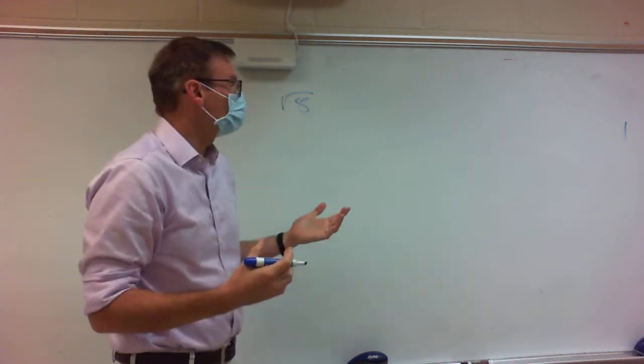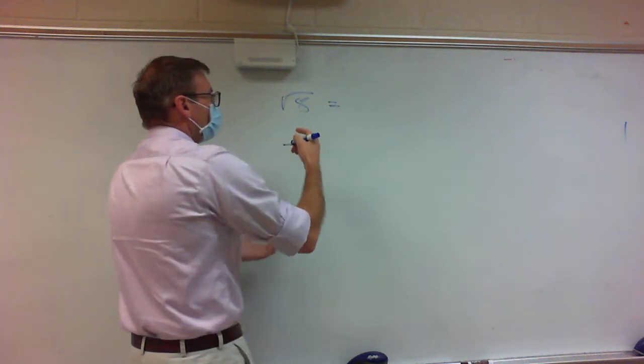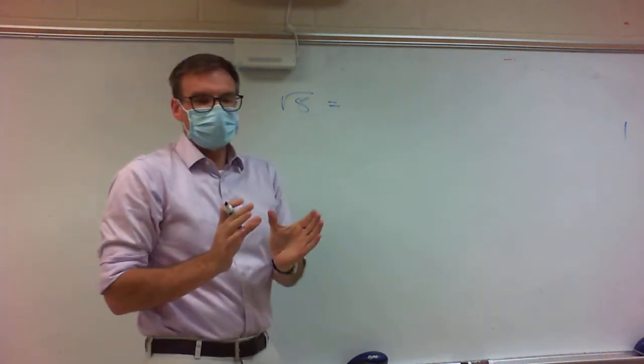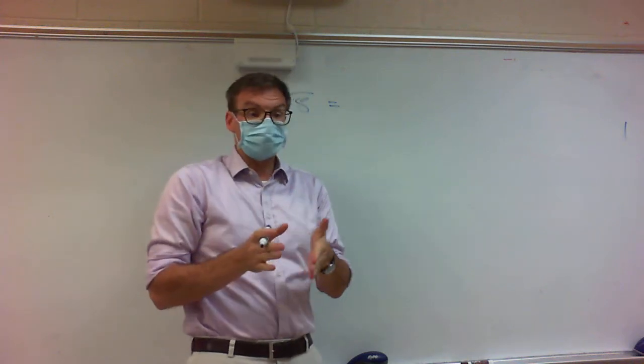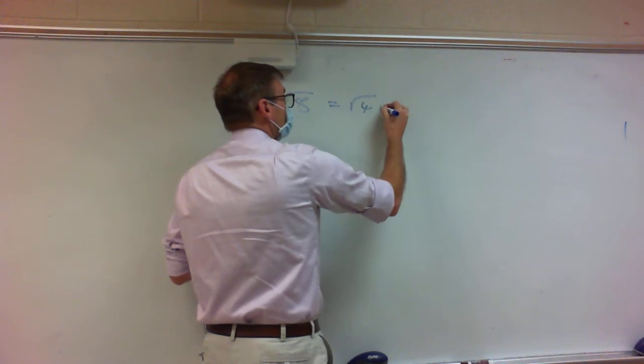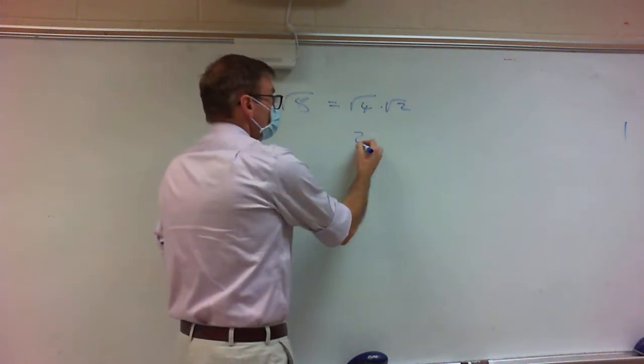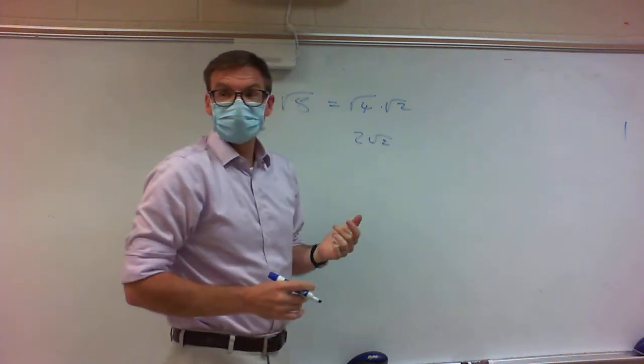The way I break up any square root is I think, well, I'm going to break it into 2 parts: something I know the square root of, and what's left over. So in this case, that's the square root of 4 times the square root of 2. I know the square root of 4 is 2, and then I have the leftover square root of 2.